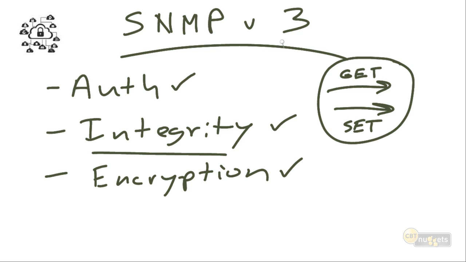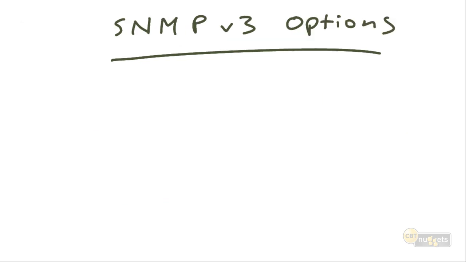What's nice about Simple Network Management Protocol version 3 is that we can determine exactly what level of all of these security mechanisms we want or we need. So we don't have to run version 3 with all of these security mechanisms if we don't require them all. So it turns out that we can operate SNMP v3 in 3 different manners, depending on the level of security that we want. We have no auth, no privacy.